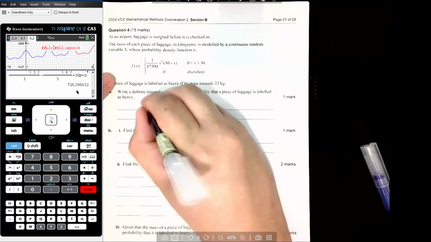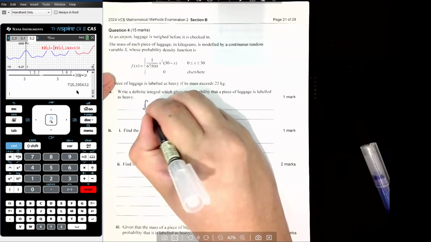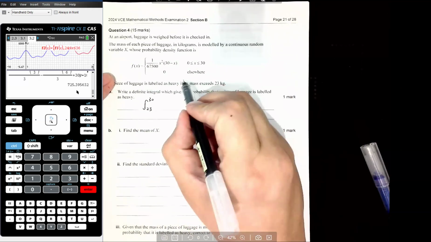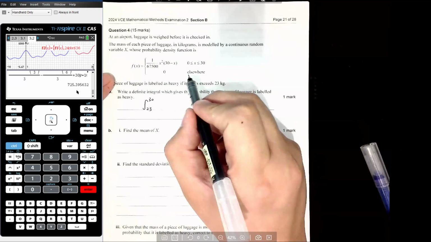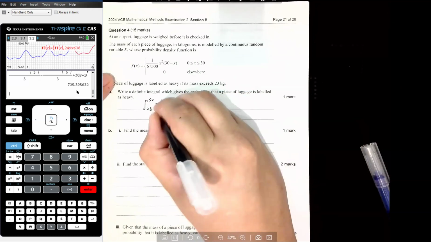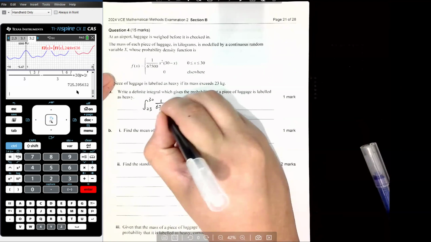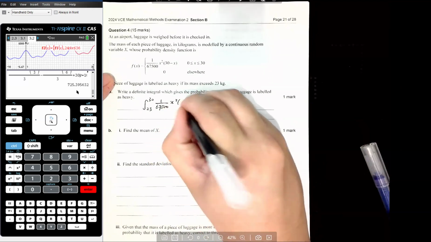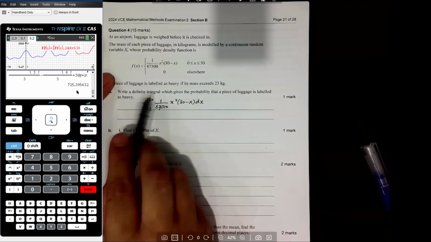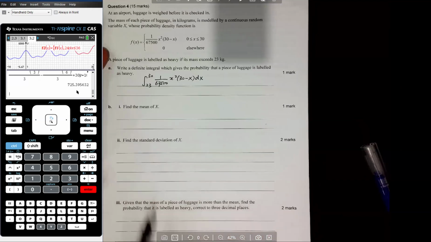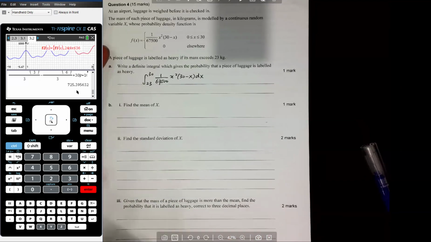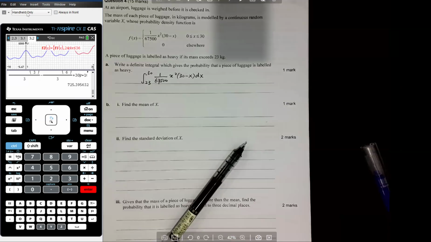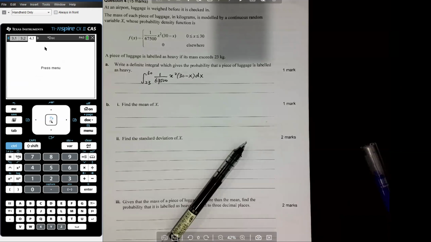So we say 23 up to 30. You couldn't actually have a piece of luggage with infinite weight, okay? And I just copied out 1 over 67500 x squared times 30 minus x dx, okay? The question wants a definite integral, so I'm not going to calculate this thing. But for the mean, for the standard deviation, and also the probability question, I have to use a defined function.